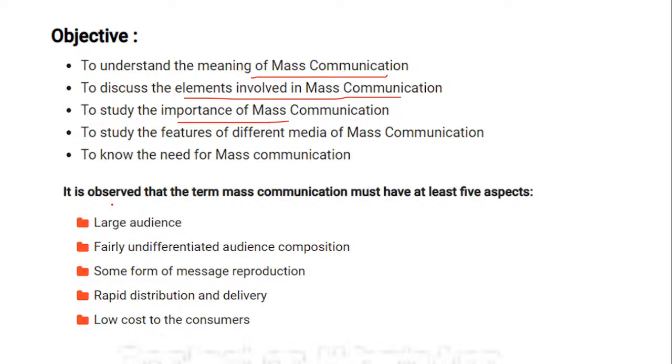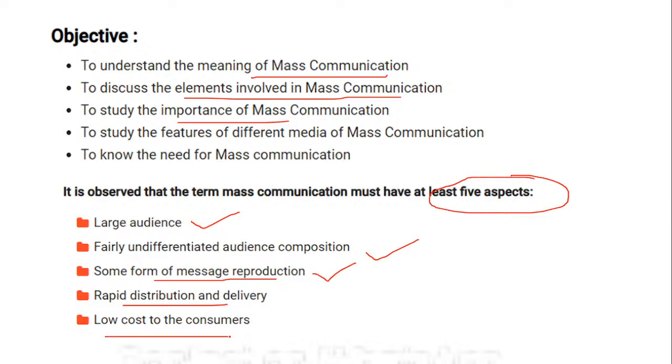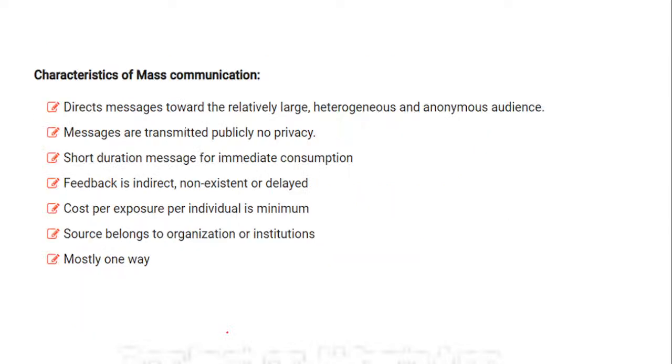Basically, it has five aspects. What are those five aspects? Large audiences, fairly undifferentiated audience composition, messages in the form of reproduction, rapid distribution and delivery of the messages, and low cost to the consumers. So consumers do not have to specifically pay to get such types of messages. Characteristics: they are a relatively large, heterogeneous and anonymous audience.